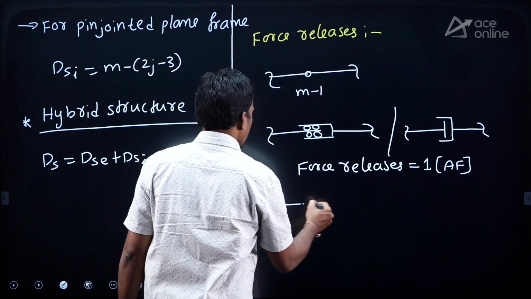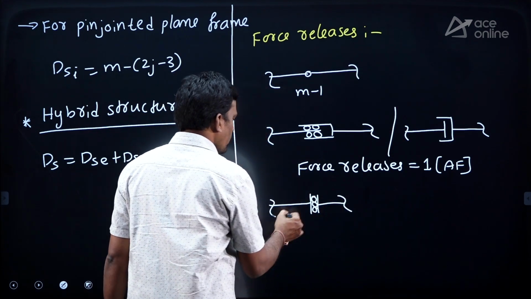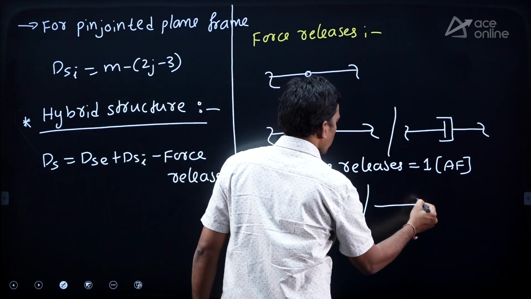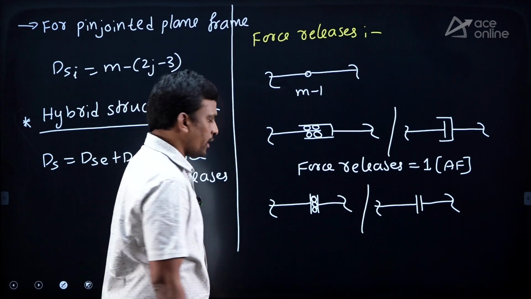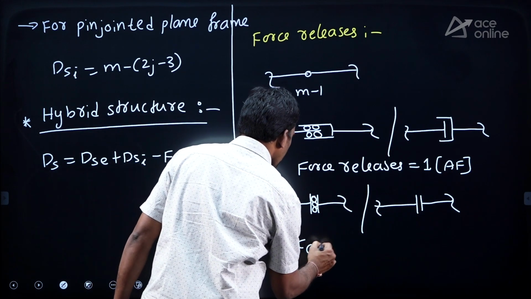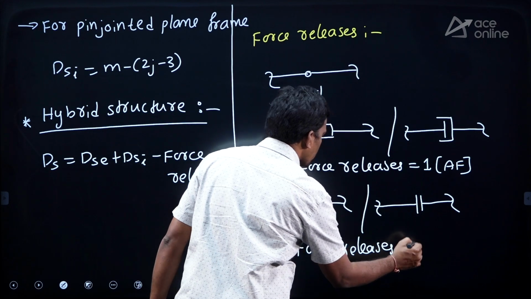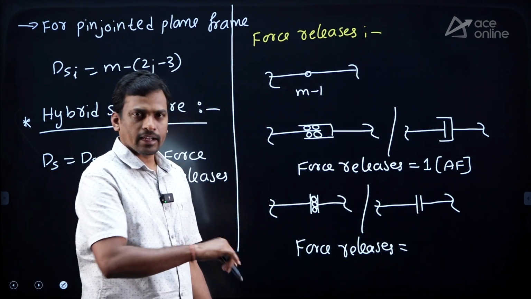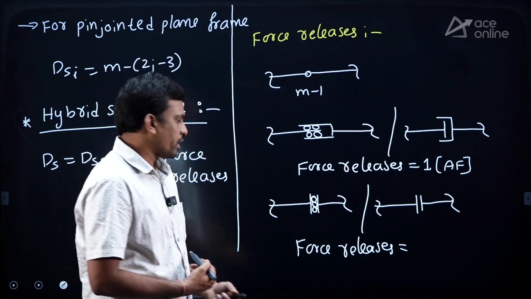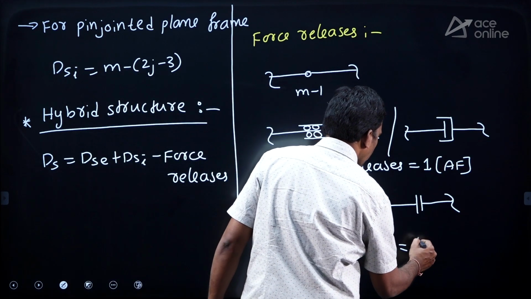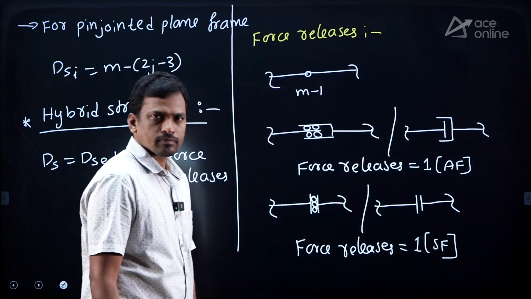Then the third one is shear hinge. This is a shear hinge, and the shear hinge we can represent like this also. Both are the same. Then what are the force releases for shear hinge? Force releases means which force it cannot resist. Those forces we have to remove. So here only one, right? What is one? Shear force.